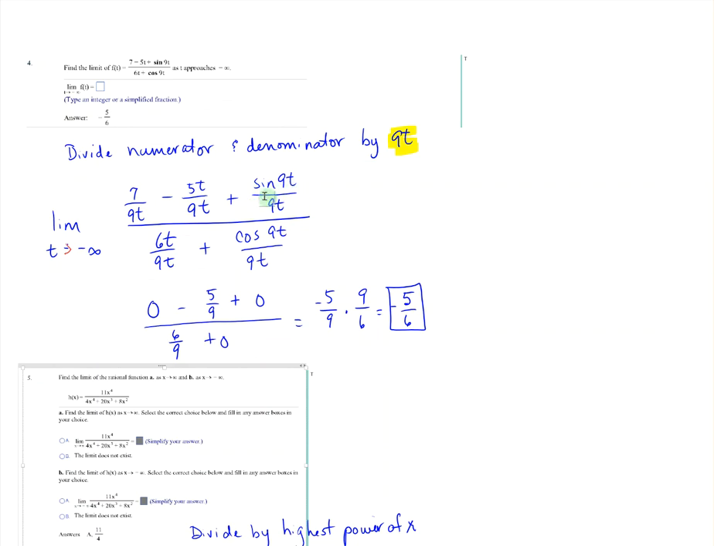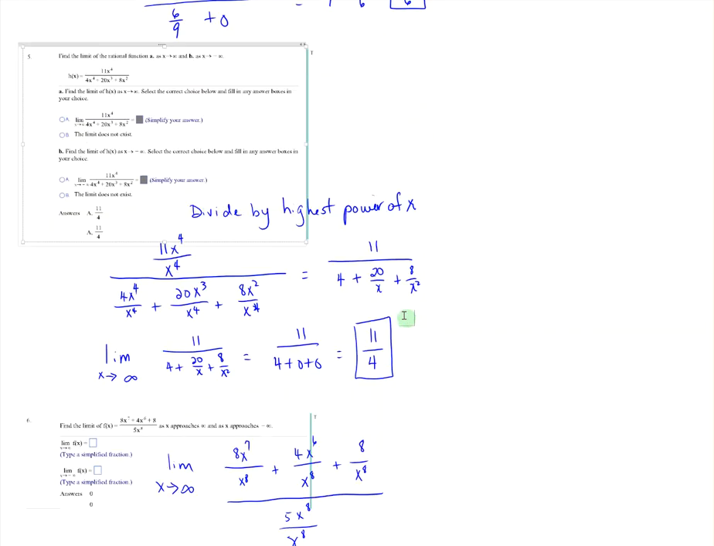This one is our rule for sine theta over theta as you go to infinity, and that's a 0. On the bottom, you have 6 over 9 because the t's cancel, and here is cosine, same rule as we had for sine, and that's 0. So now you have negative 5/9 divided by 6/9. To divide them, we'll flip this and multiply. Those cancel, and you're left with negative 5/6. That should be the limit as t approaches negative infinity.